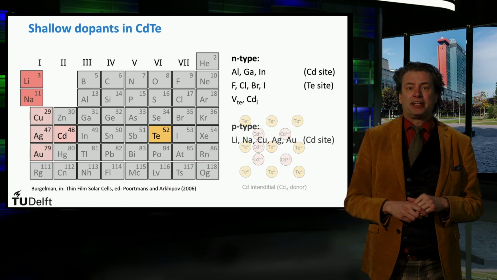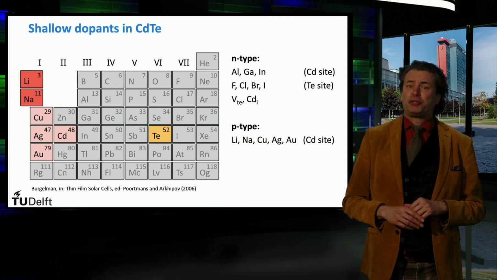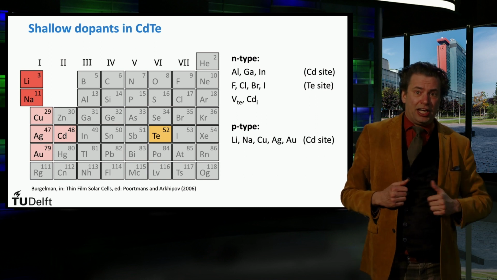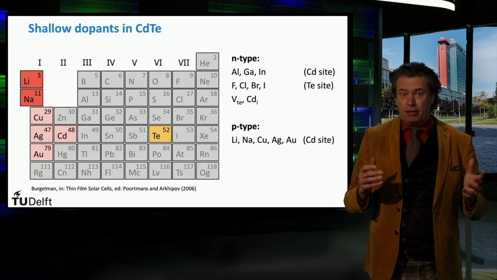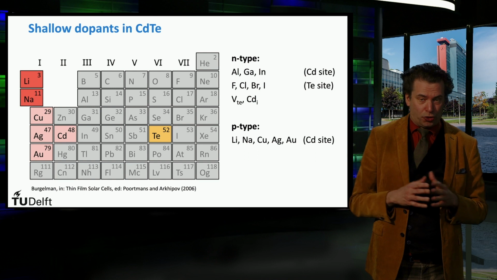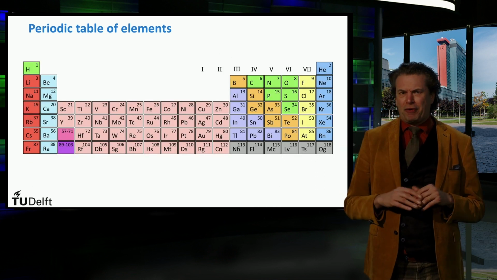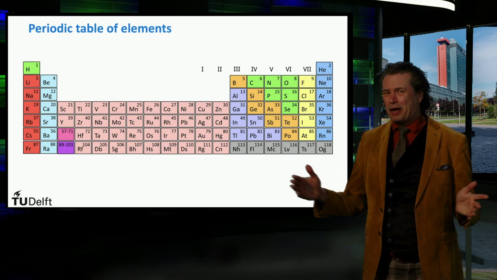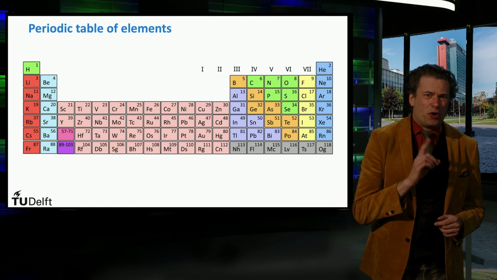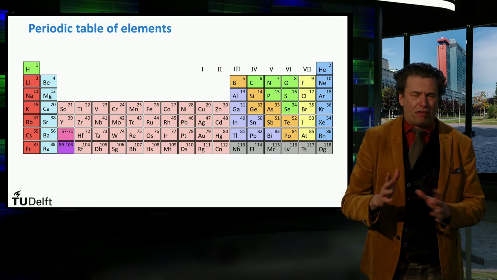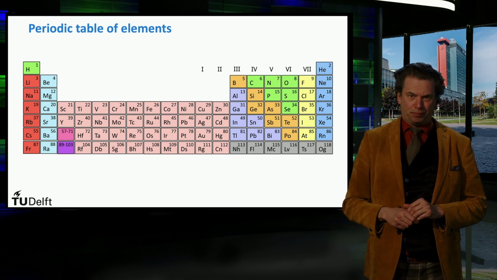P-type cadmium telluride can be obtained by substitutional doping of the cadmium atom by group 1 elements, including the alkali metals lithium and sodium. Please note that so far we did not show the entire periodic table, but only the 8 groups on the right hand side of the table, most relevant to semiconductor physics.